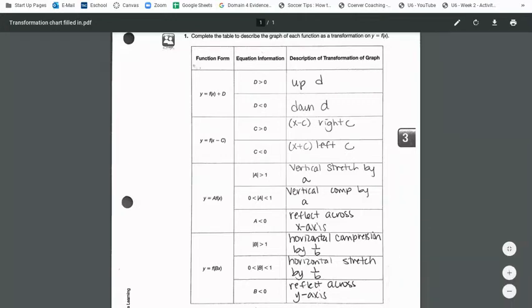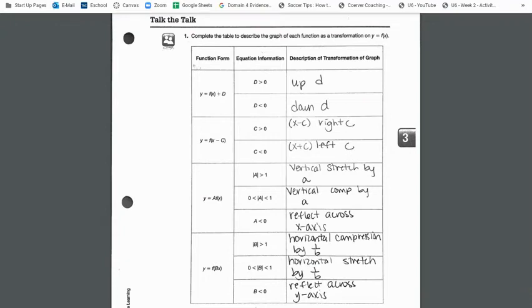All right, so here is the summary that we're going to refer back to anytime we have to transform something. So if it asks us to list out the transformation, this is what we're going to go off of.